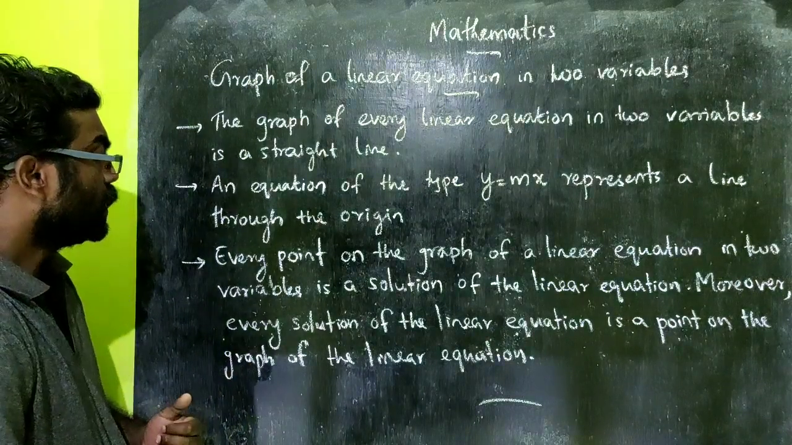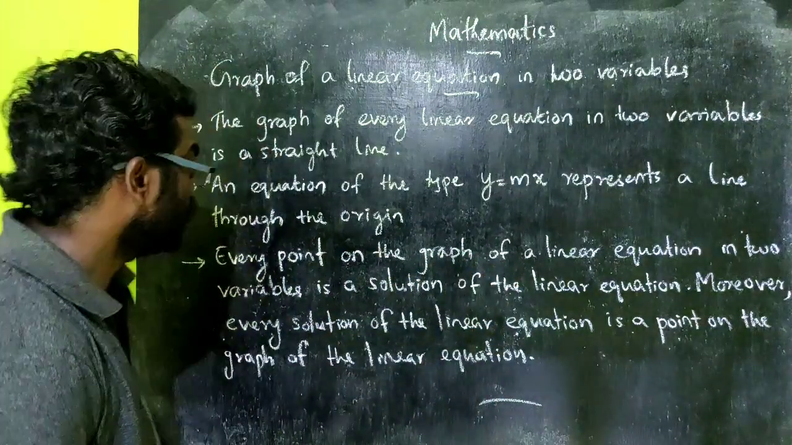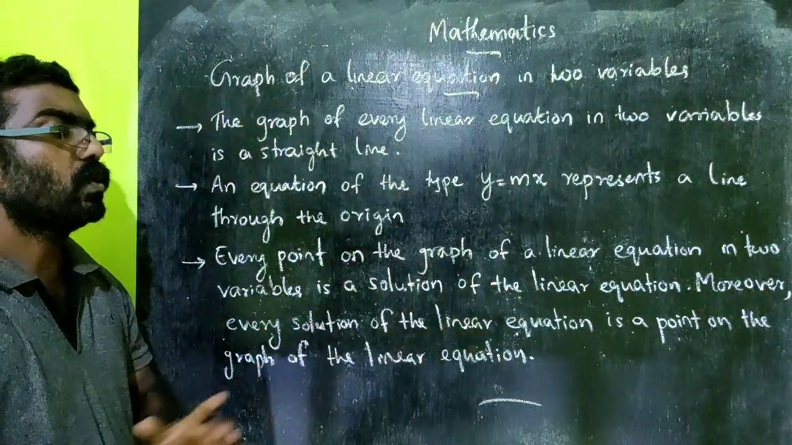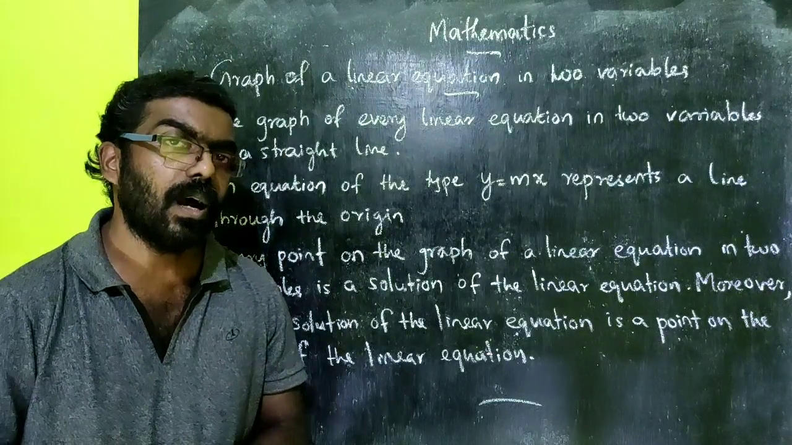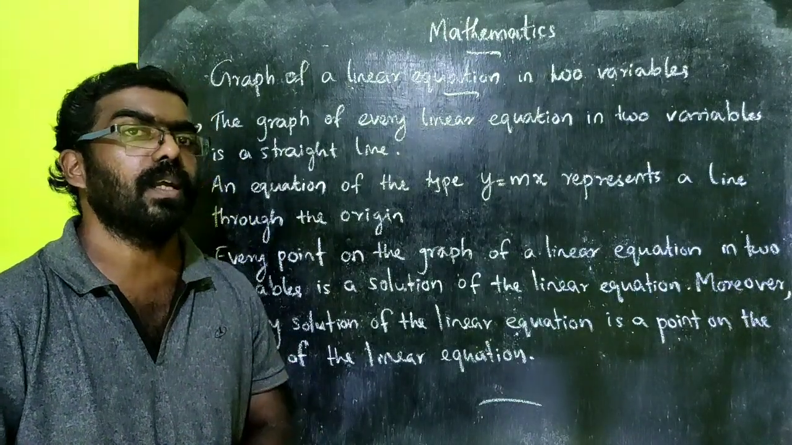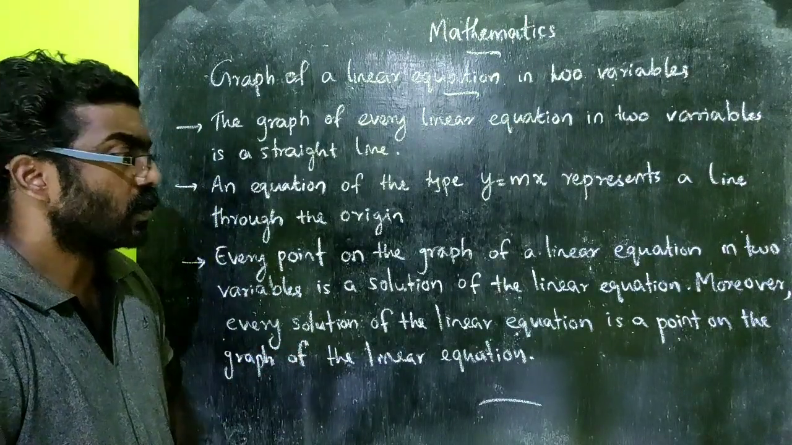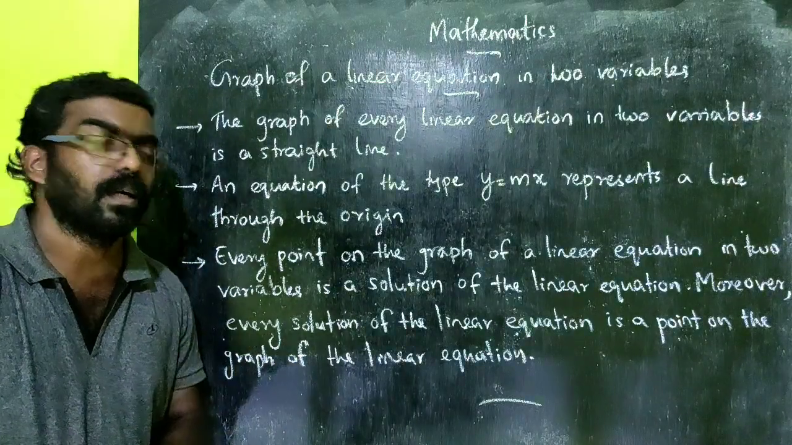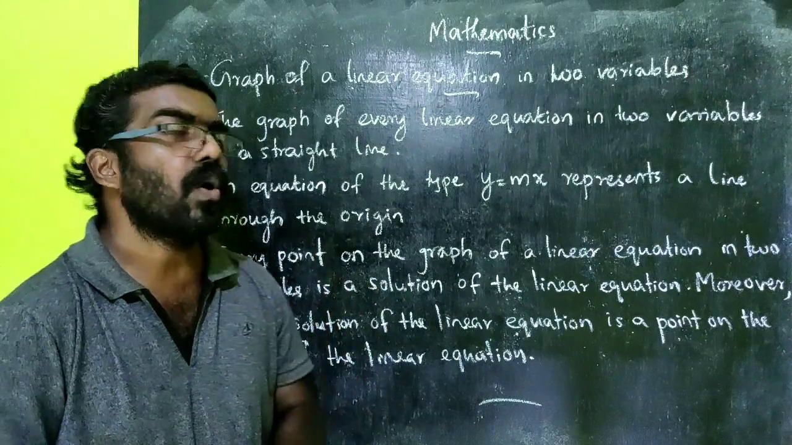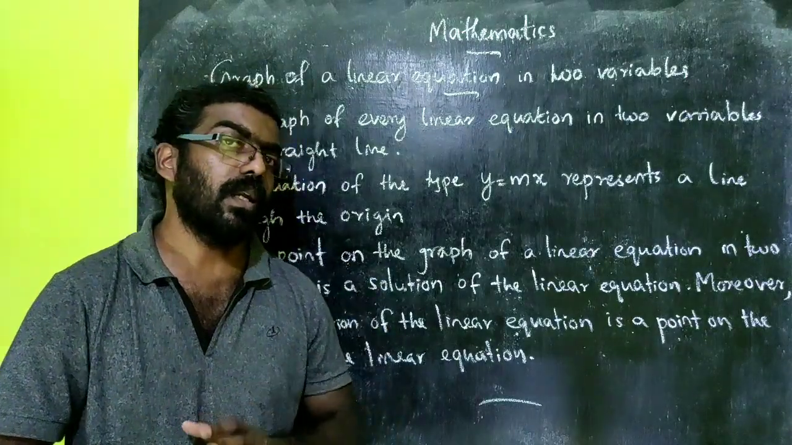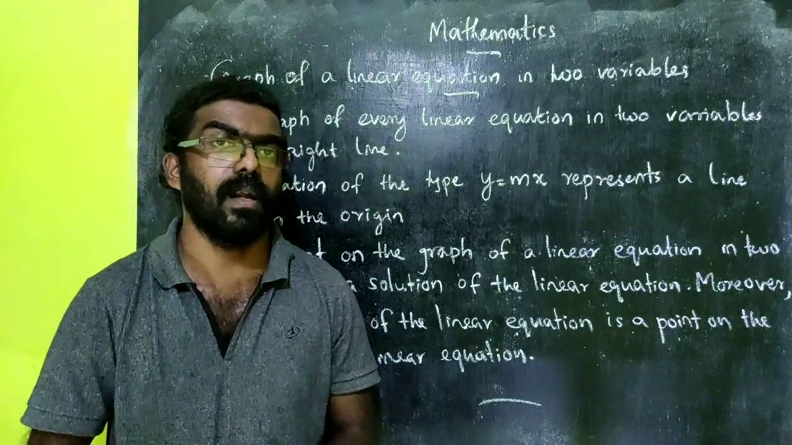And third one: every point on the graph of a linear equation in two variables is a solution of the linear equation, and moreover every solution of the linear equation is a point on the graph of the linear equation. I repeat, every point is a solution and every solution is a point on the graph. Clear?